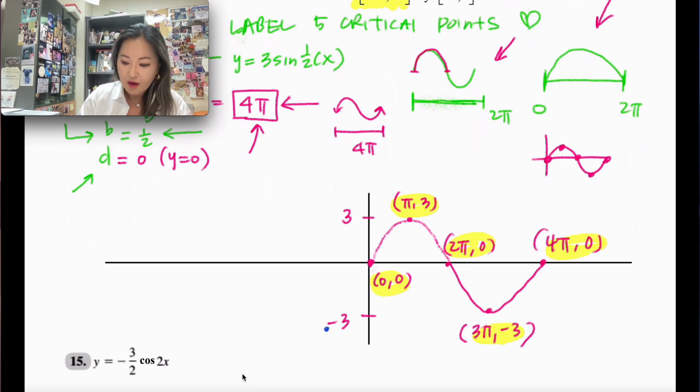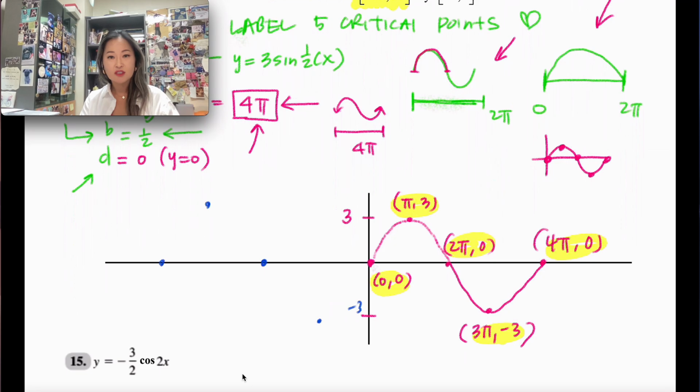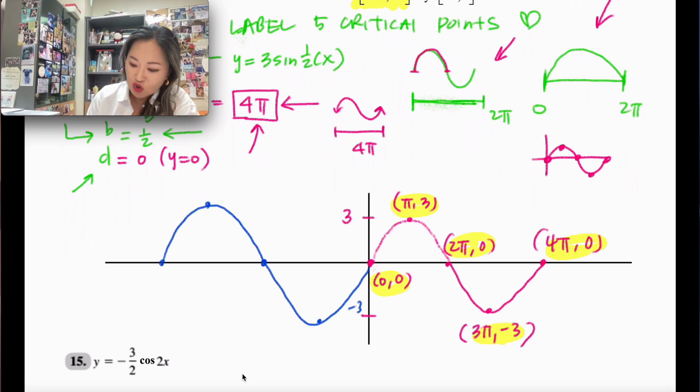I'm going to go, let's go min. Sorry, I'm going to move that -3, okay? Min, mid, max, and mid again. So let's sketch that. I know it's not scaled perfectly. Don't hate, okay? But you know that graph is supposed to look the same, symmetric, okay?